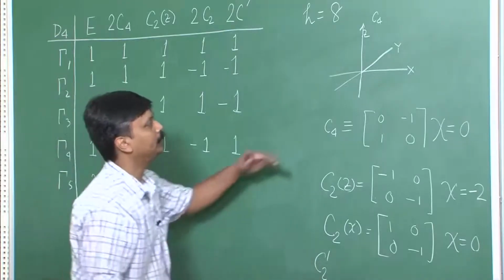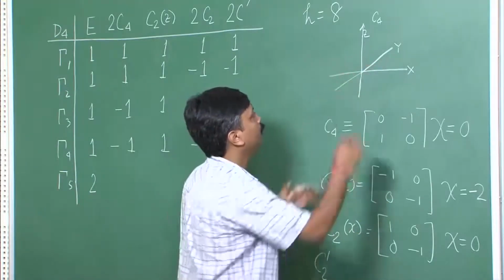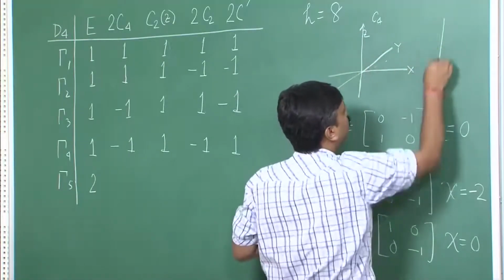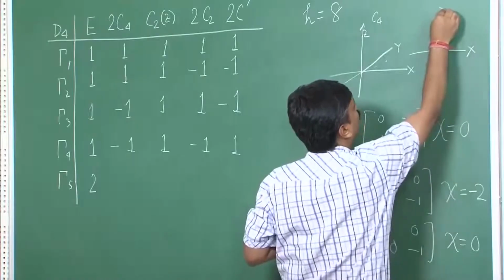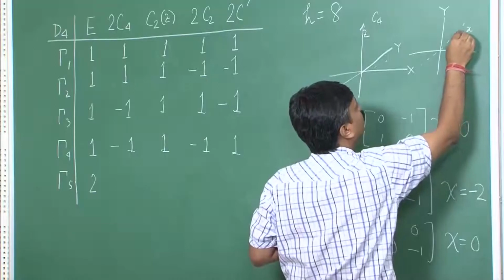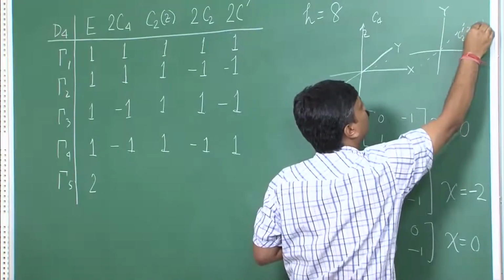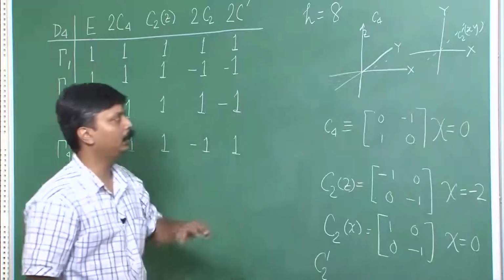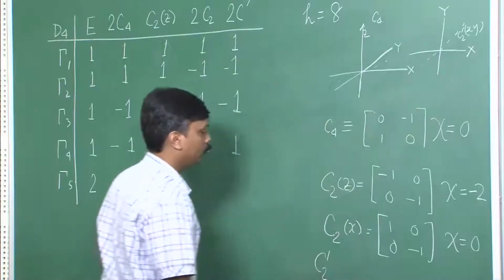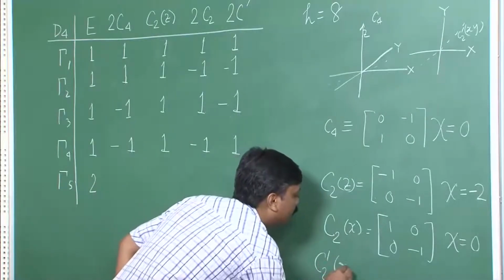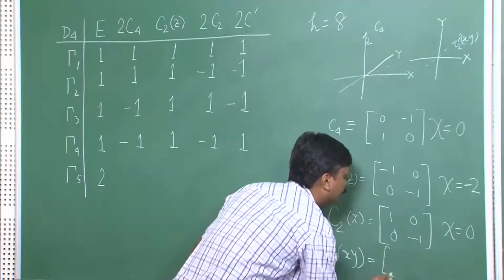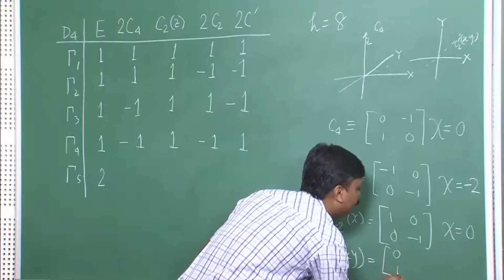And for C2 prime, if I take C2 prime as C2 xy, and if I redraw this one without this z, so if I have x and y, and I call it C2 prime xy, then what will it do? It will transform x into y and y into x, correct.